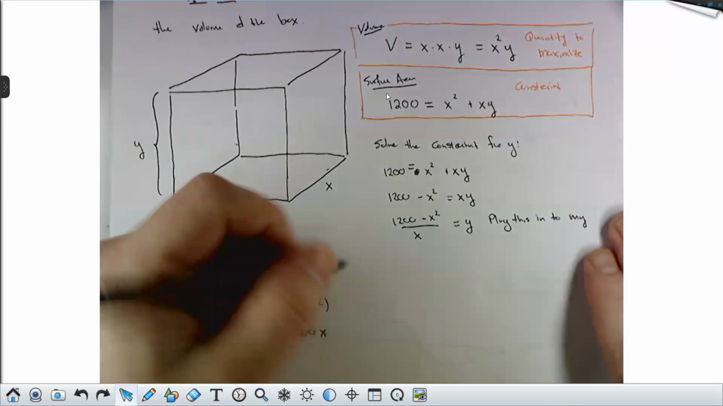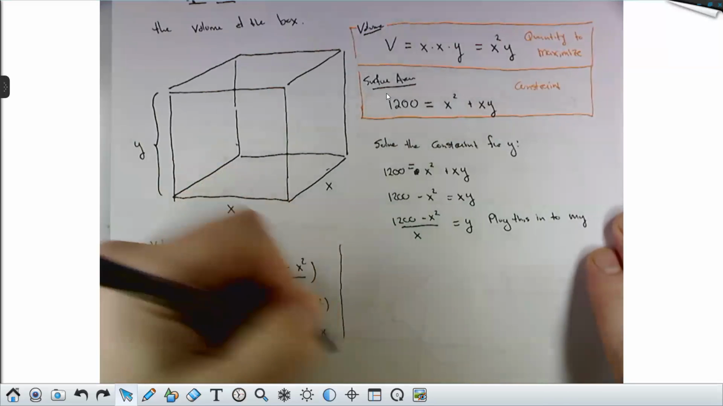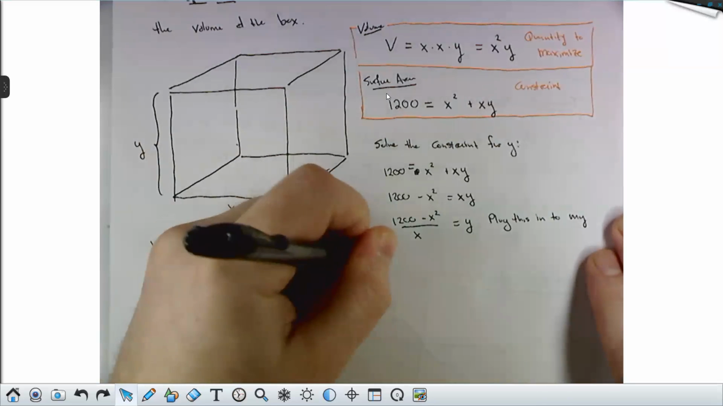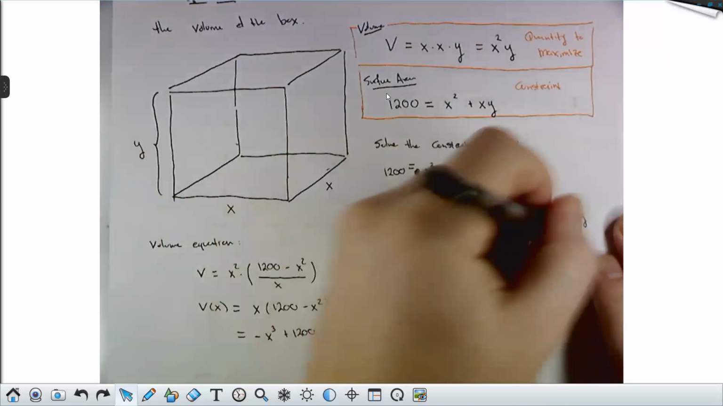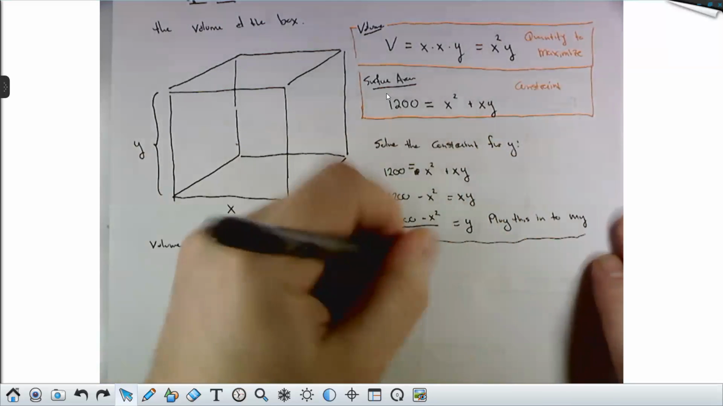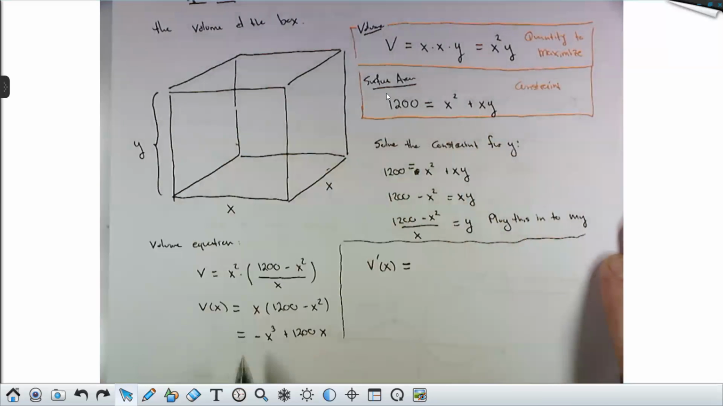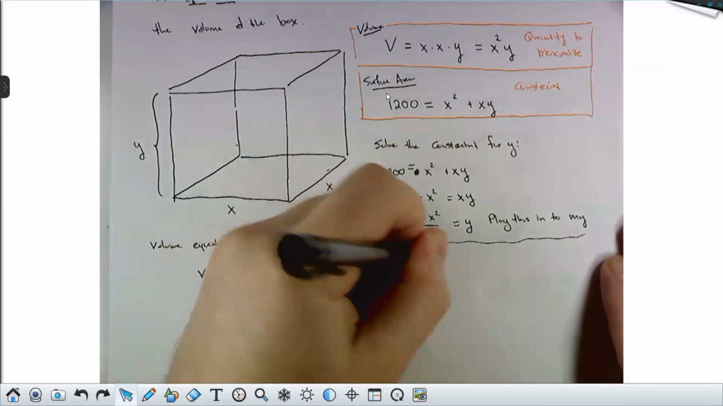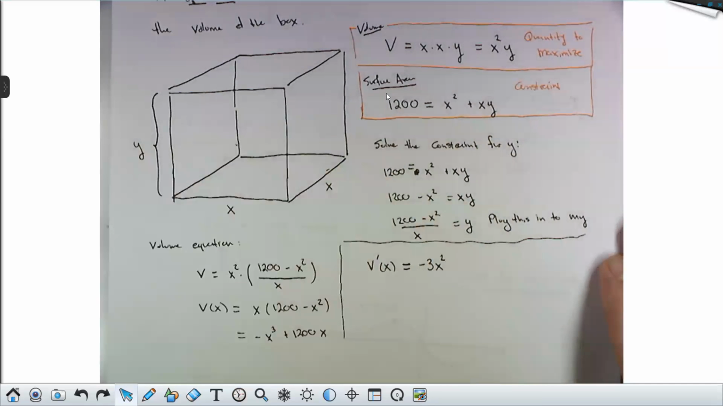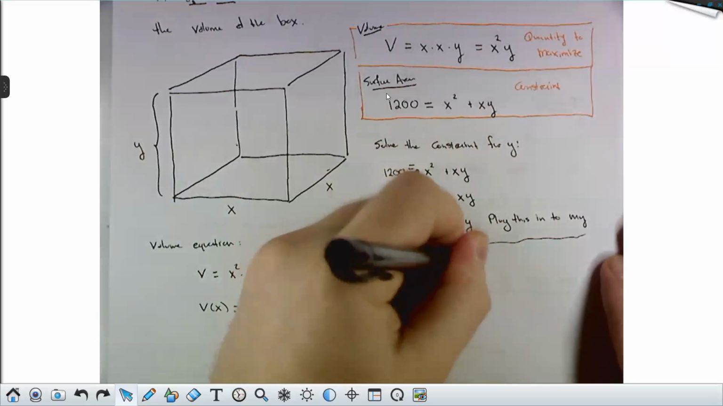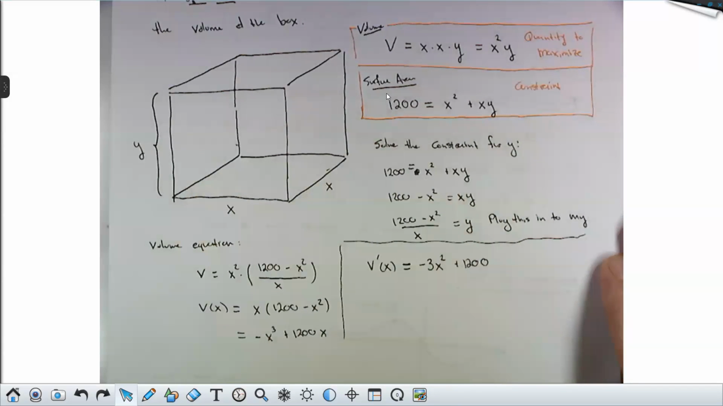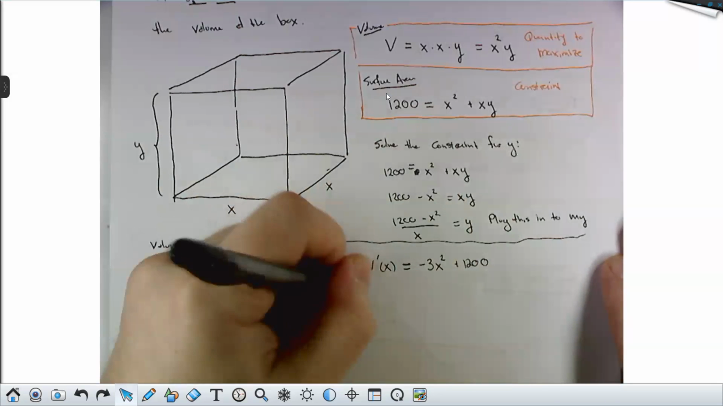Now I need to find critical numbers. I want to maximize this thing, so we'll take V prime. V prime of x here is the derivative of this. That's negative 3x squared plus 1200. And this is a polynomial, so the only critical numbers are going to come from setting this equal to 0.